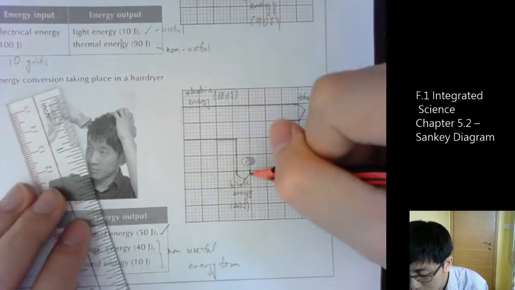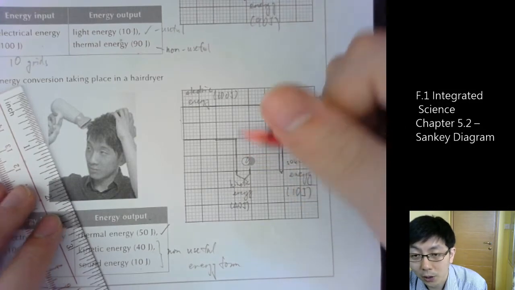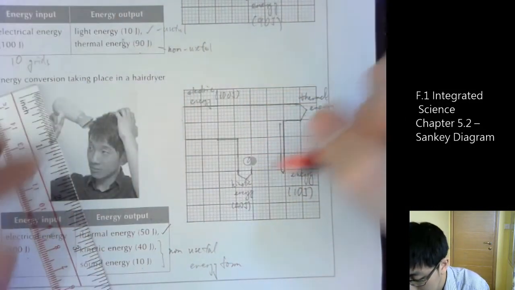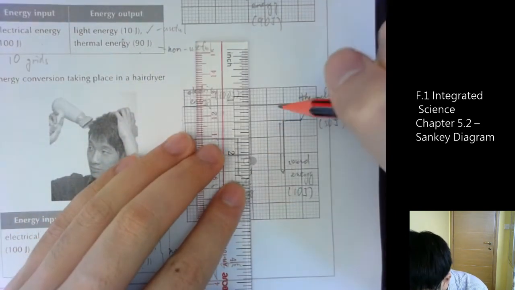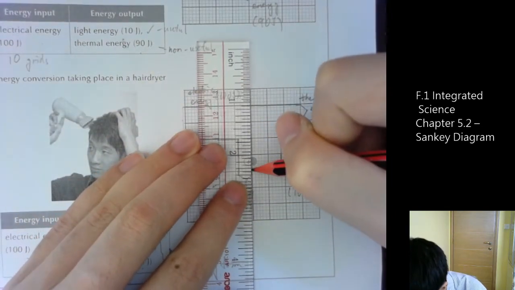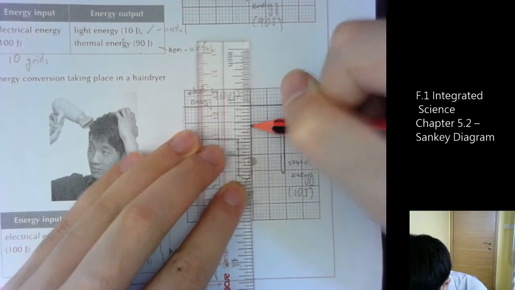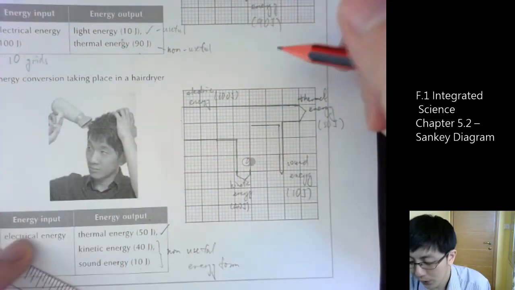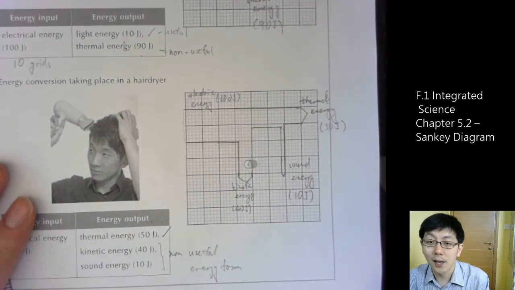So after losing 40 joule of the energy, the width of the input energy will lose 4 grids. Then we connect them together. Now this is the Sankey diagram.